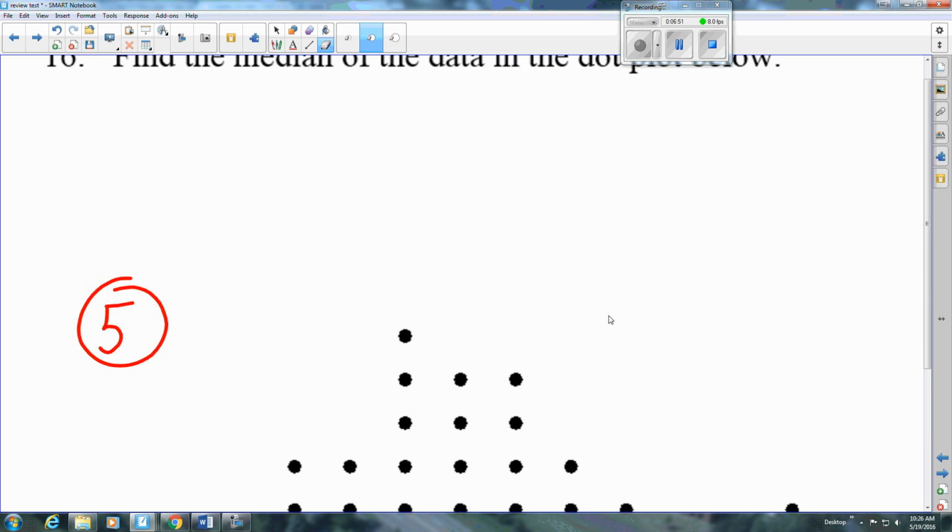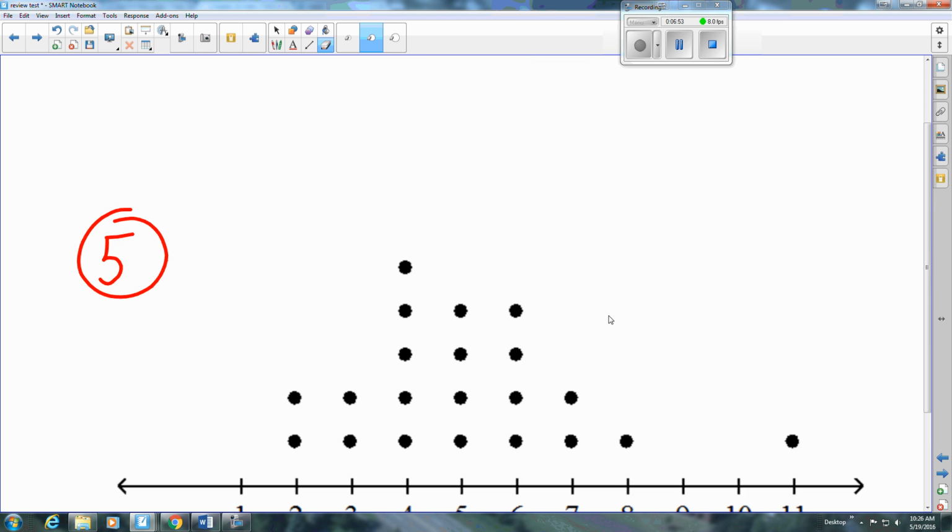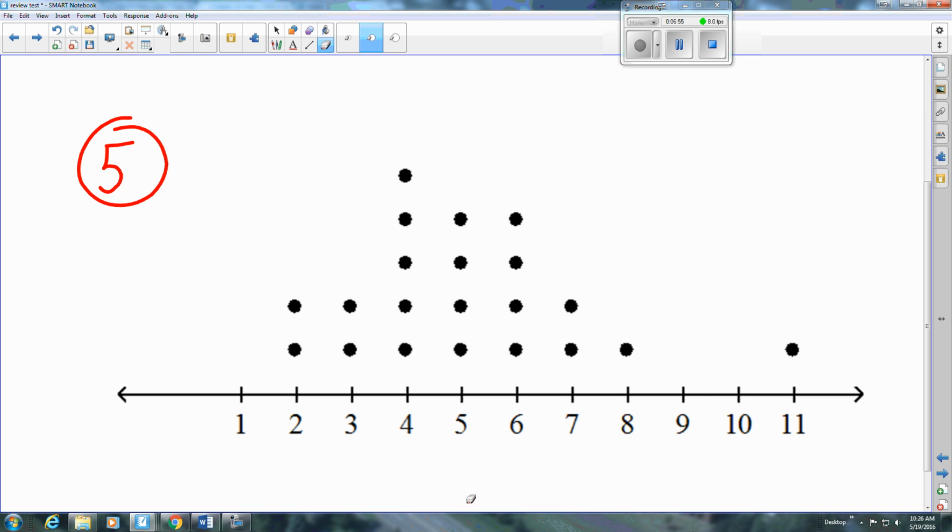Find the median of the dot plot below. If you cross them off as you go through, I'll even do that with you right now. I do chunks like 1, 2, 3, 4. 1, 2, 3, 4. Let's do 5. 1, 2, 3, 4, 5. 1, 2, 3, 4, 5. This is going to be 4, 5. Well, then 1 here, then 1 here. So the median has to be 5.